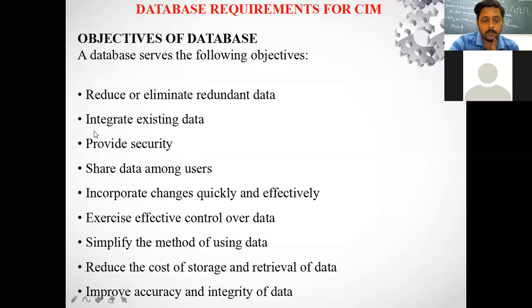Then there is providing security. The security for data is very important. Then there is sharing the data among the users. The users will be internal users, and sometimes external users also. Suppose you have two industries, or two branches, or two locations of production floors. You should exchange the data between them. So the first one will be called an internal customer, and the second one will be called an external customer or external user.